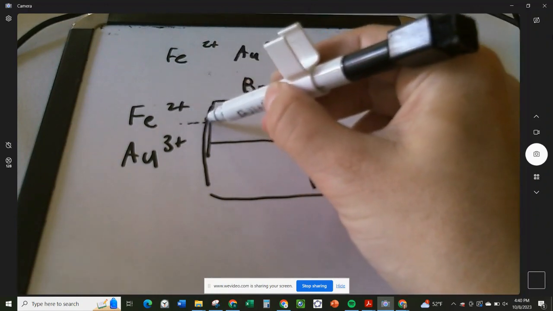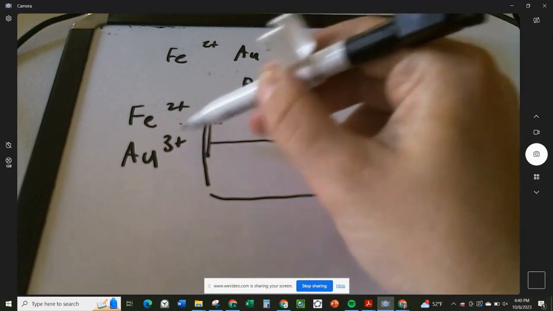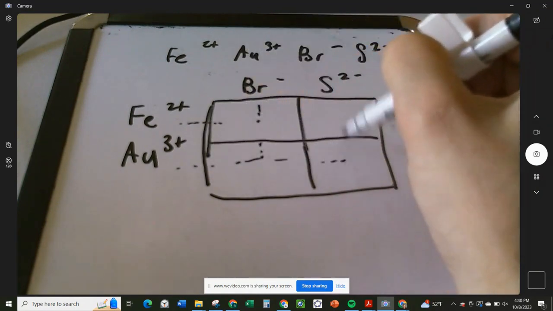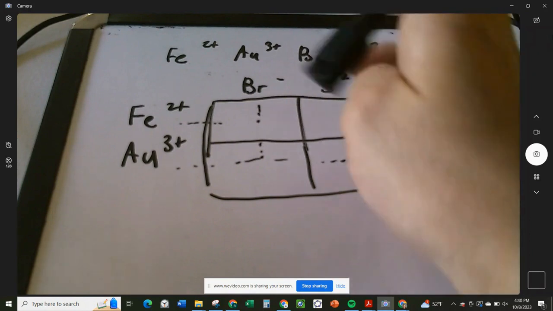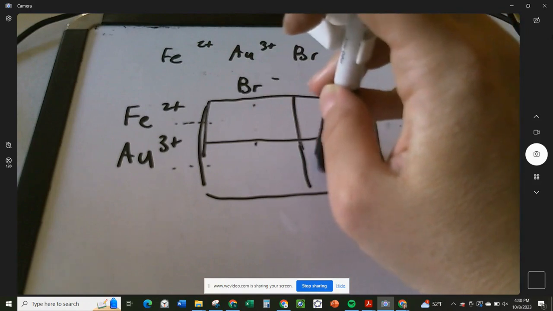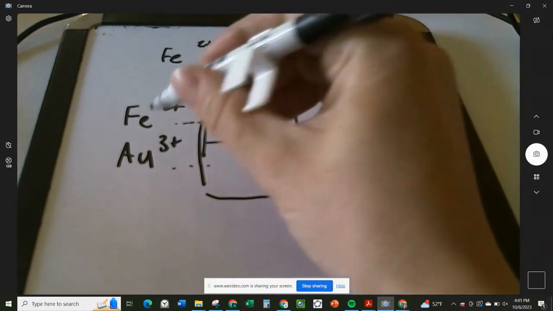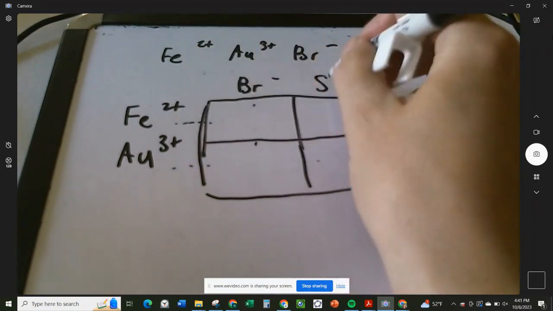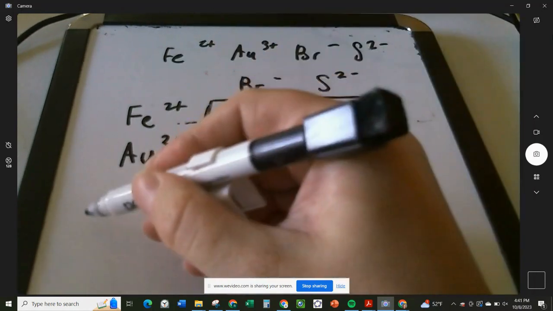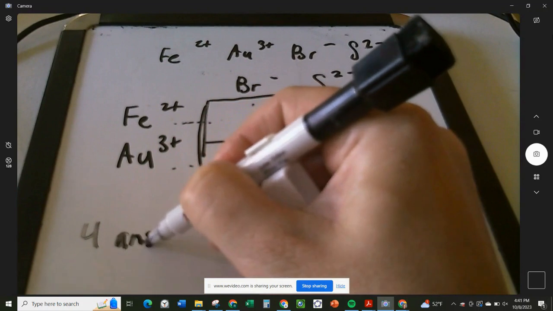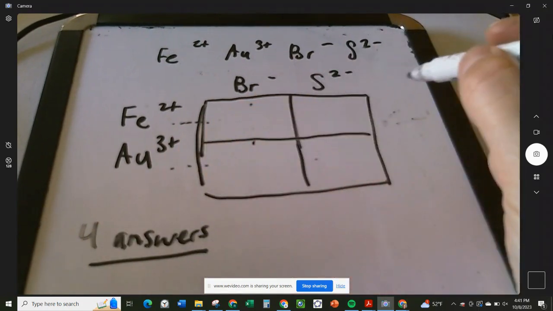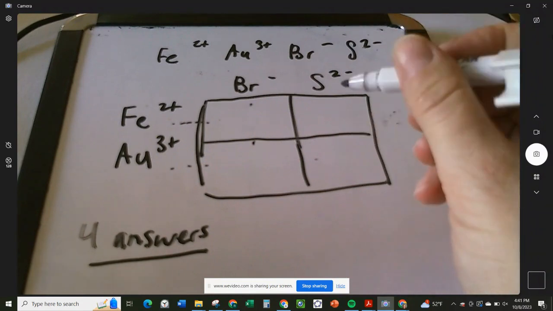So like this one and this one are going to form a compound. Gold and bromine are going to form a compound. Gold and sulfur are going to form a compound. That's how we're going to figure out which elements to pair up. Again, we need a cation and an anion, a cation and an anion. And in this question, you will have 4 answers every time. So that's a way to check. One thing you need to check is, do I have 4 answers?